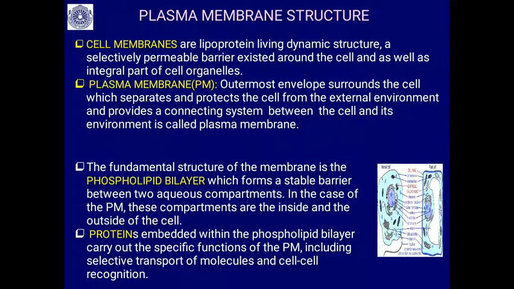Proteins embedded within this phospholipid layer carry out the specific functions of the plasma membrane, including selective transport. So, it is a barrier. How can the molecules be transported across the membrane? It is the proteins. These proteins carry out selective transport across the membrane, and they also play a main role in cell to cell recognition. You know that, and adhesion also, cell to cell adhesion and recognition; the antigen, you have already studied in immunology.